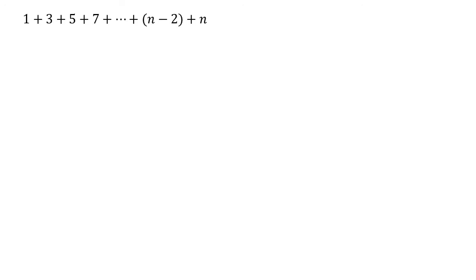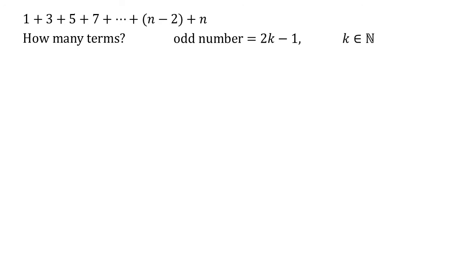So here's our sum: 1 plus 3 plus 5 plus 7, and so on, plus n minus 2 plus n at the end. The first thing we're going to do is work out how many terms there are in this sum. We know that any odd number can be written as 2k minus 1, where k is a natural number. For example, the first odd number is 2 times 1 minus 1, which gives you 1. The second one is 2 times 2 minus 1, which gives you 3, and so on and so on.